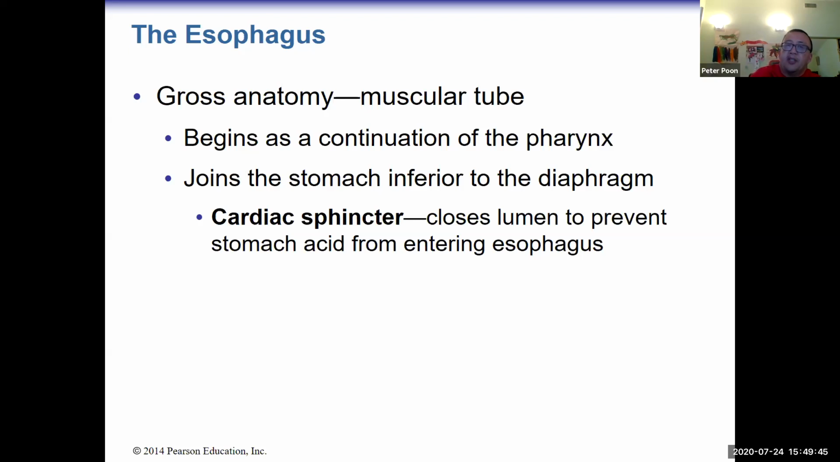The esophagus. The gross anatomy of the esophagus is simple. It's a long muscular tube. It joins the stomach inferior to the diaphragm.